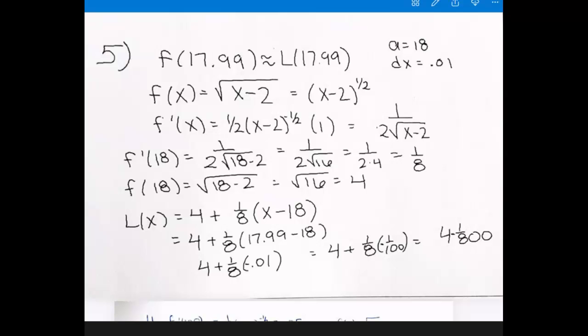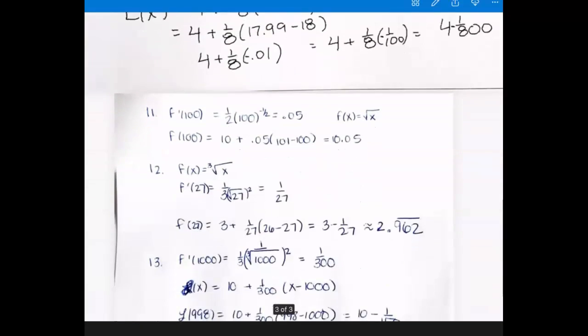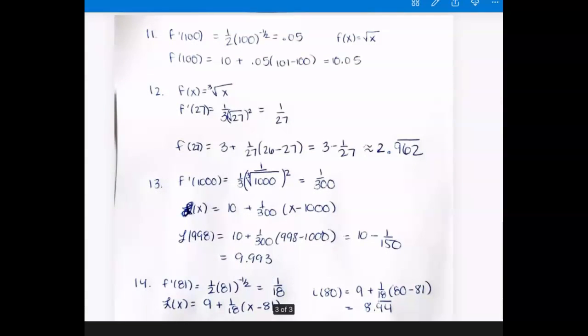Differentials, or dx, represent the change in x. So if the original is 18 and the new point is 17.99, what's the difference or the change between them? It's 0.01. So a differential, or dx, simply represents the change between them. Okay, and then 11 through 14.